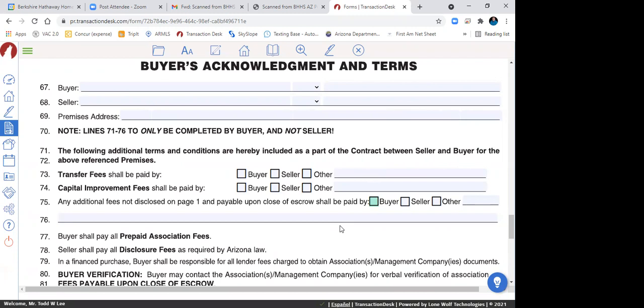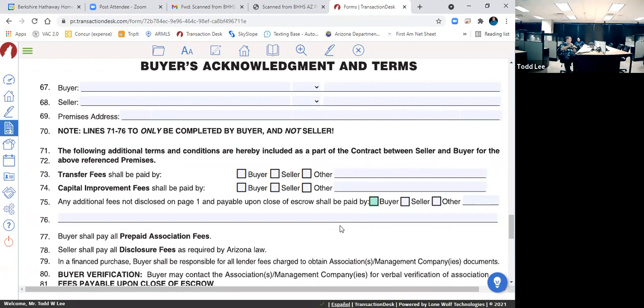What is a rush fee? I'm not familiar with that. The rush fee is if you need to get your documents and everything from the HOA company.